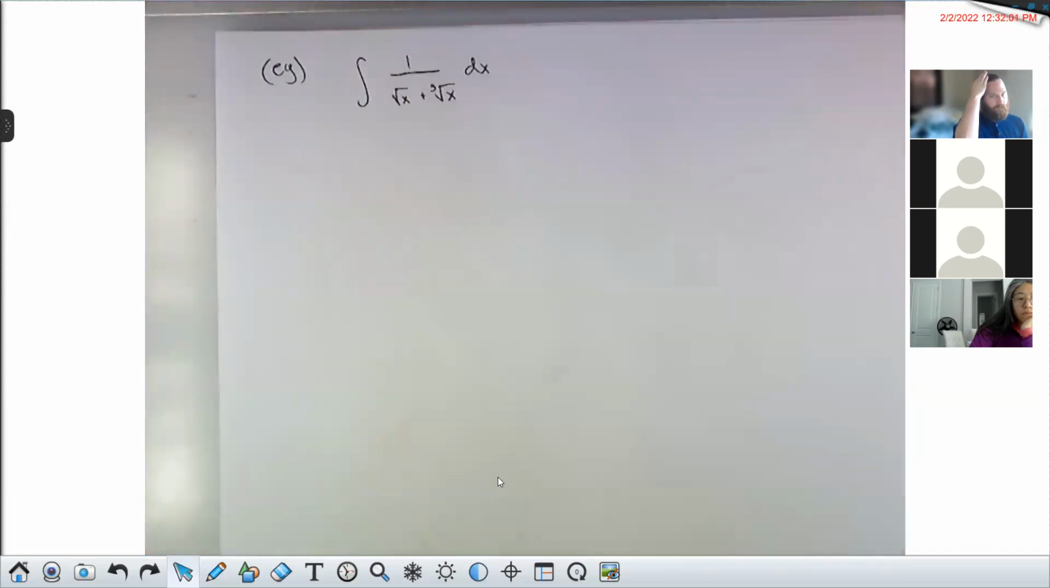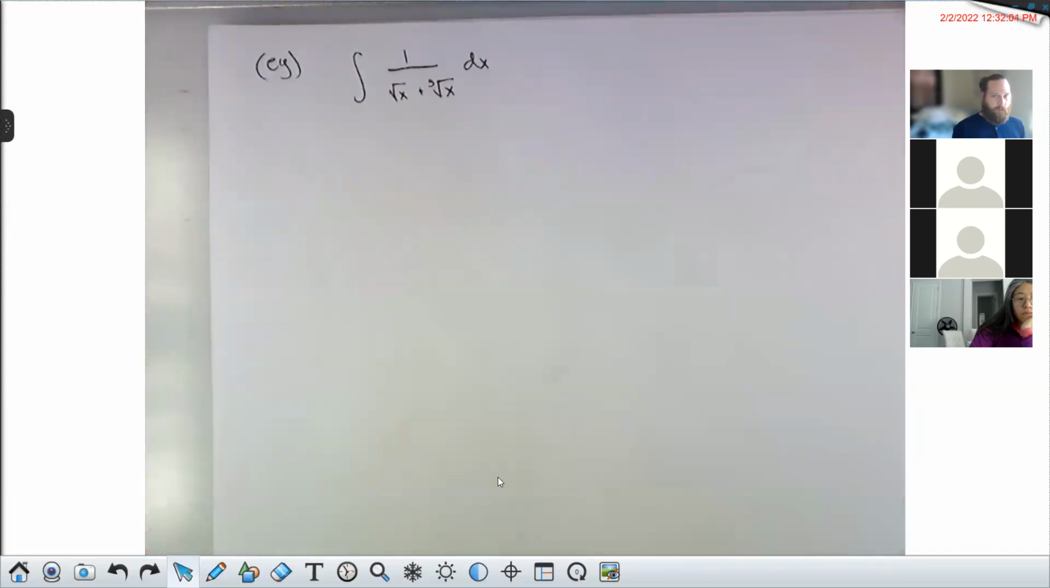I'm just going to start it. So that's 1 over the square root of x plus the cube root of x. Again, definitely not a partial fractions problem, because this stuff down here is definitely not a polynomial.